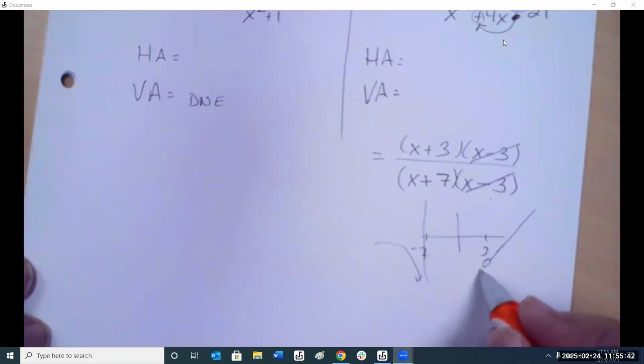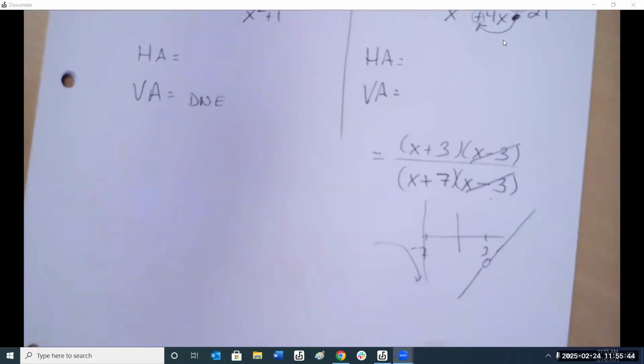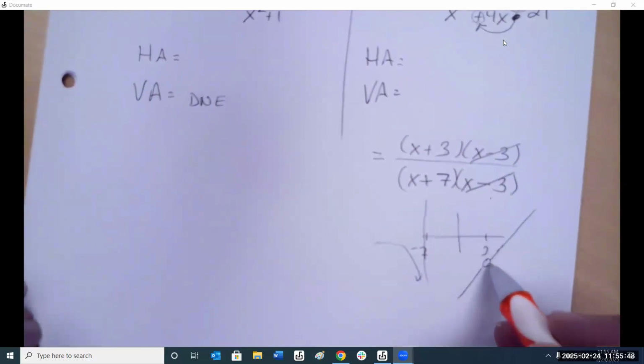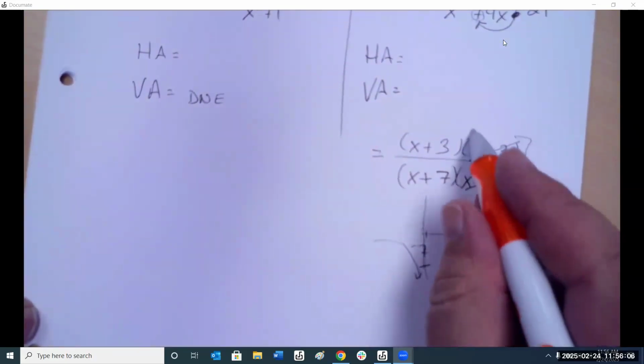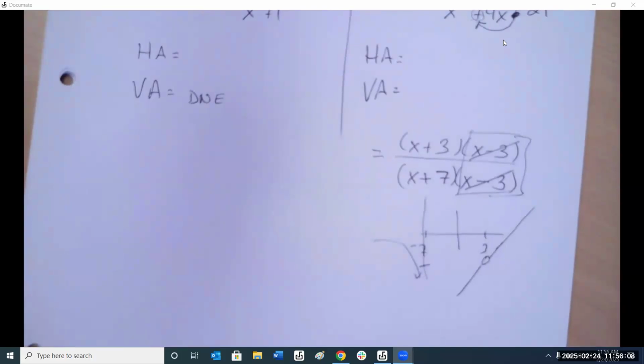At 3, whatever value that is, it's just a hole. So the difference is, as x approaches 3 in this case, it's going to be whatever the value is that's supposed to be there, that it's approaching. But an asymptote goes either plus or minus infinity. Those are the differences between holes and asymptotes. So this is what we call a removable discontinuity, a hole.